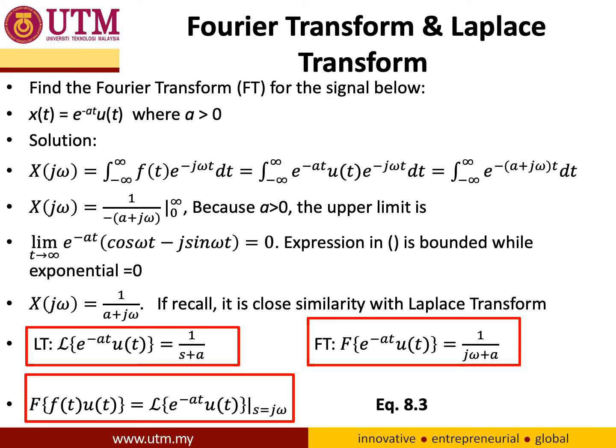And if we recall, there is a similarity with the Laplace transform, where LT is the Laplace transform. If you can recall, the Laplace transform for the exponential function is 1 over s plus a. And just now, when we did the Fourier transform for the exponential signal, we had 1 over jω plus a. So in other words, s can be replaced with jω.